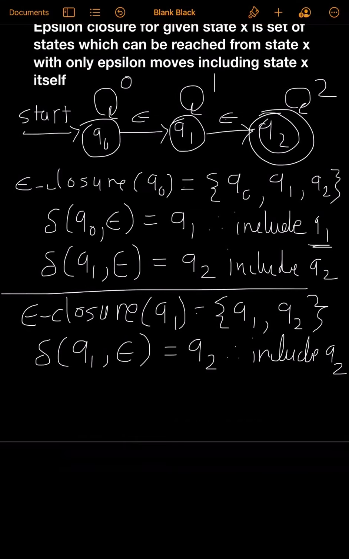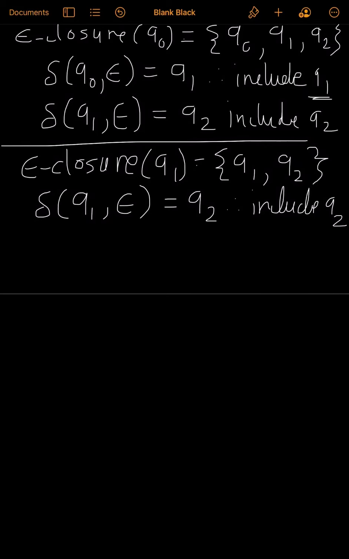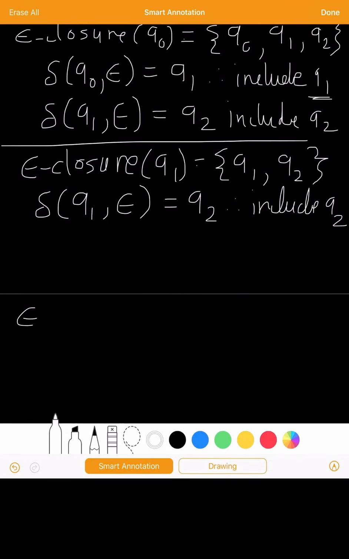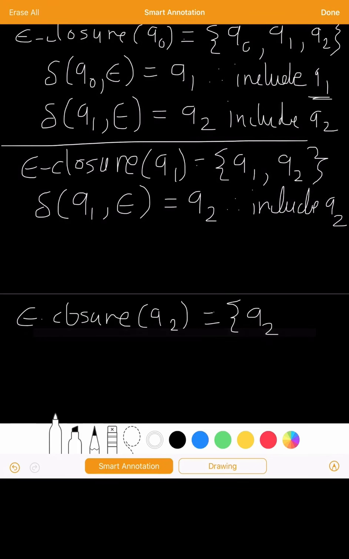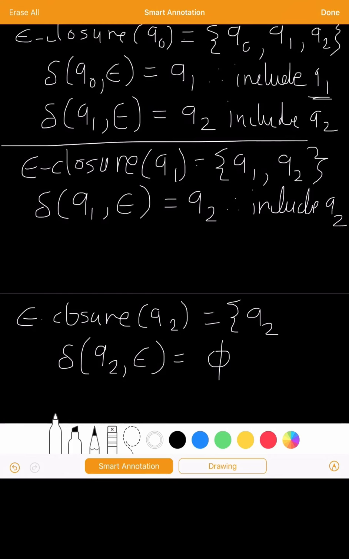Now, let's calculate the epsilon closure for Q2. Here we have to add Q2 in its set. But when we calculate the transition function for Q2 for the given input epsilon, it gives phi, because Q2 doesn't carry epsilon to any state. Therefore, we are going to stop here.